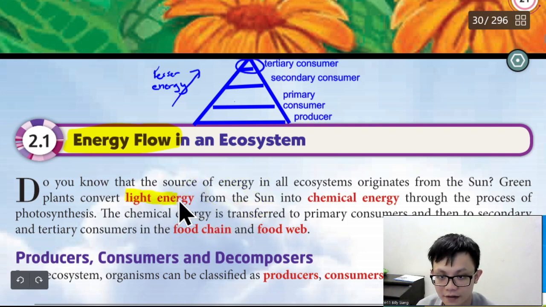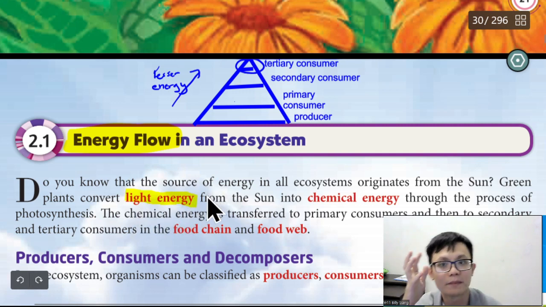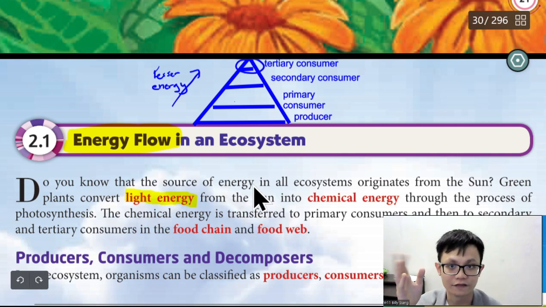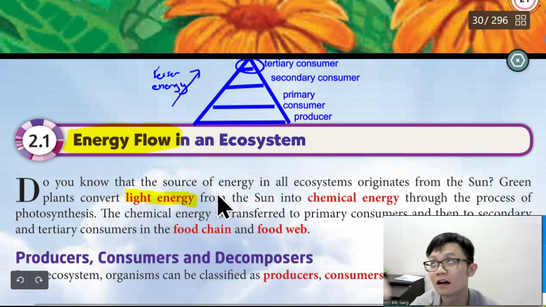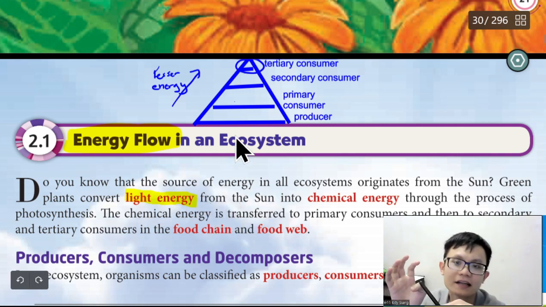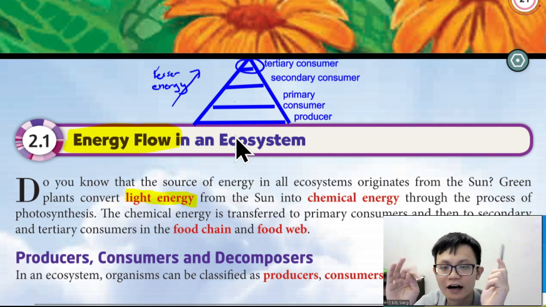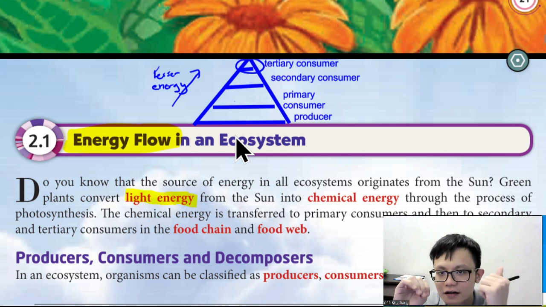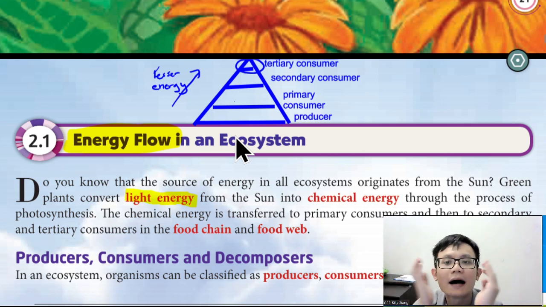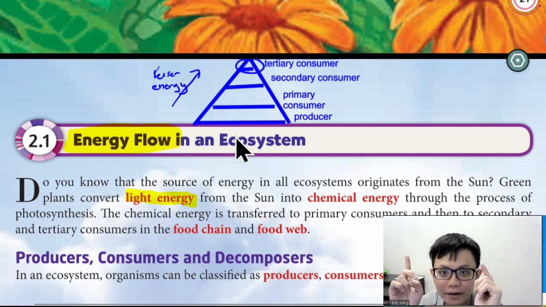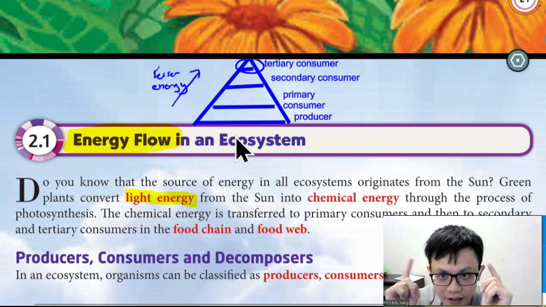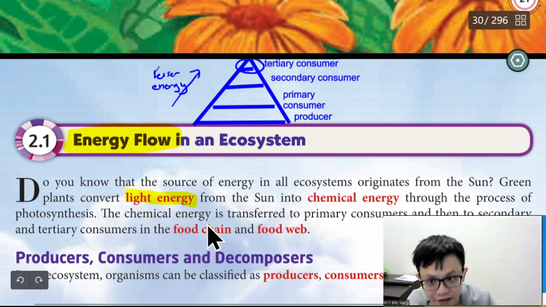Light energy. The main energy for the earth is the sun. Of course, we have a lot of energy. We have gravity energy, potential energy, hydro energy, chemical energy, sound energy, many kinds of energy. But the primary energy for the earth is the light energy.